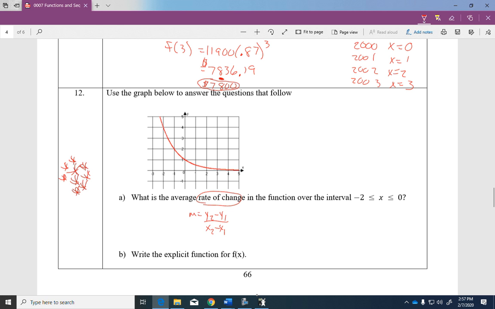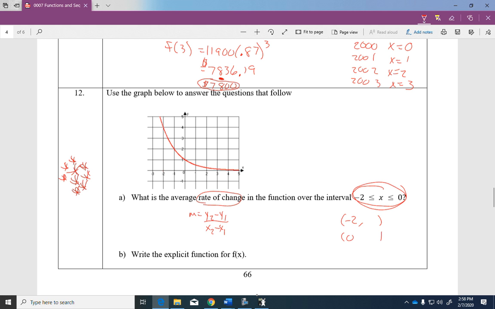They have to tell me from when to when am I finding a rate of change, because with exponential functions, the rate of change is always changing. So they're asking me to find it right here. When we do the slope formula, we need 2 points. So one of your points has an x value of -2, while the other point has an x value of 0. Go look at your graph.